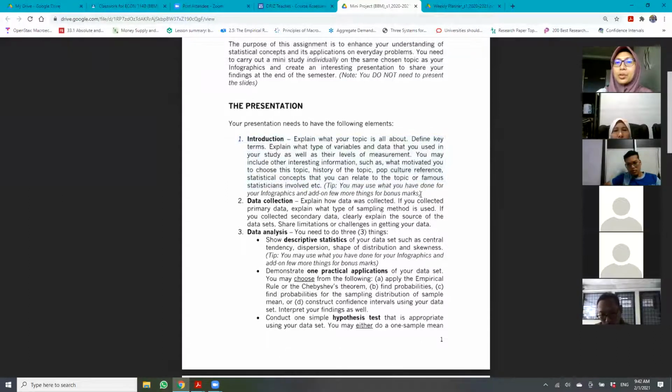Okay, after you buat introduction, how many slides is up to you. 4 ke 5 ke 6 slide, whatever. Nanti I tell you, the maximum slide is 20 sahaja. Don't go more than that. You nak hantar less than 20 pun tak apa, boleh.